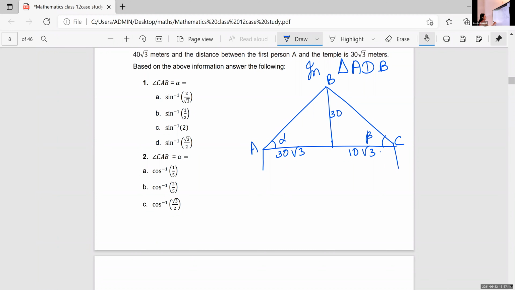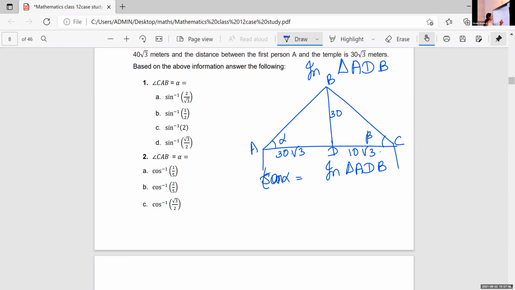Everything is given in terms of sine, isn't it? So find out what is sine alpha. Actually, finding sine alpha is difficult because we don't know the hypotenuse. So can you find out tan alpha first? Why? If you take the triangle ADB, which are the sides known? Adjacent side and opposite side are given. So we can take tan.